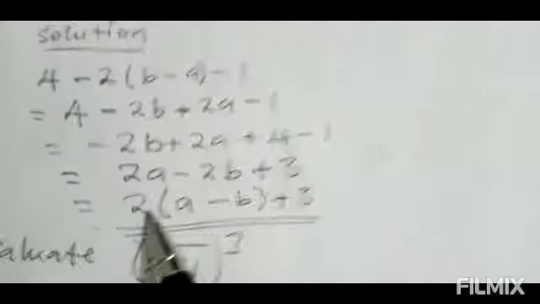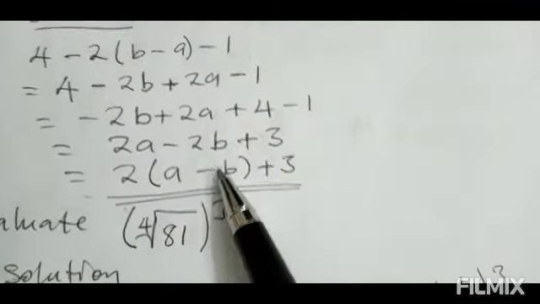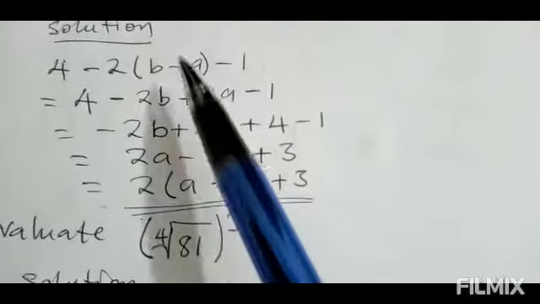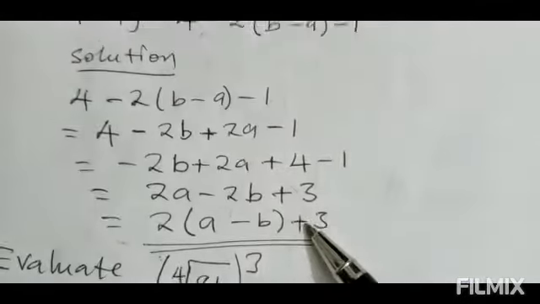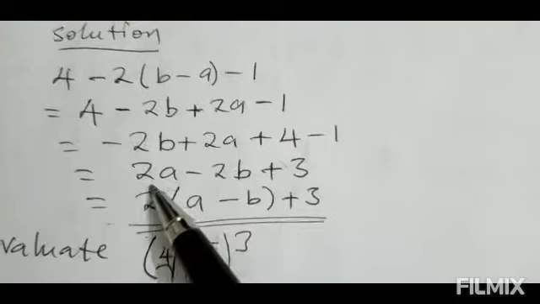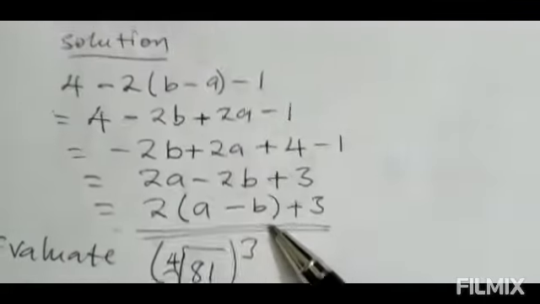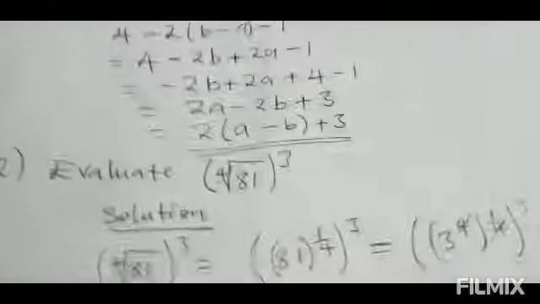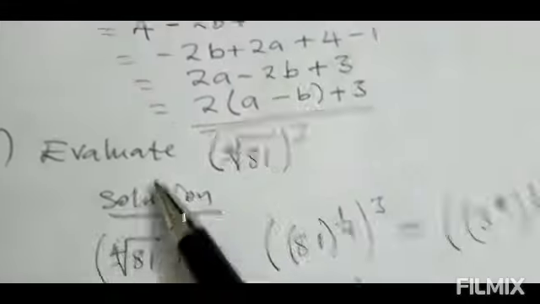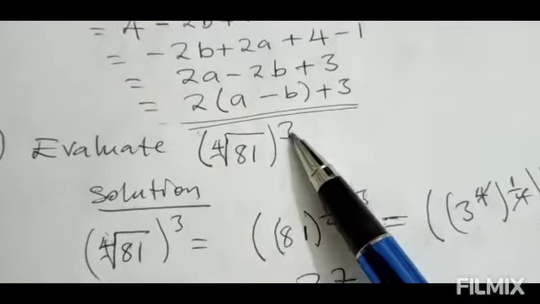Of course, we can factorize that: 2 brackets a minus b plus 3, okay? This is the simplest form, okay? If we want, we can leave it like this or like this. We have simplified.